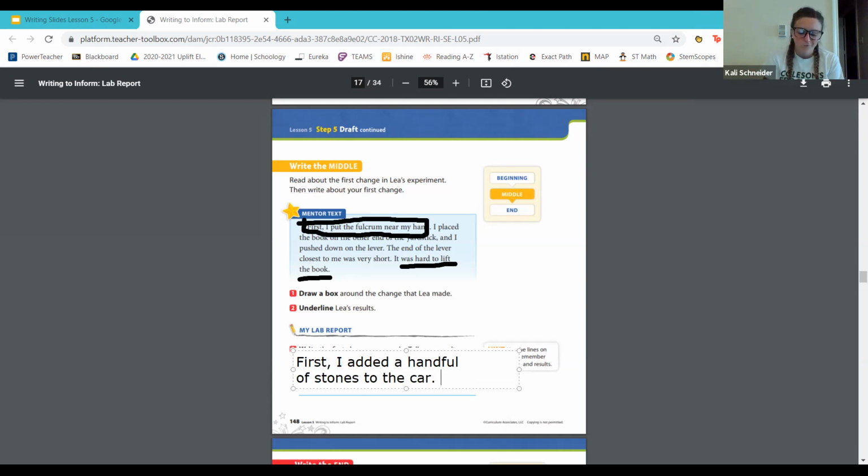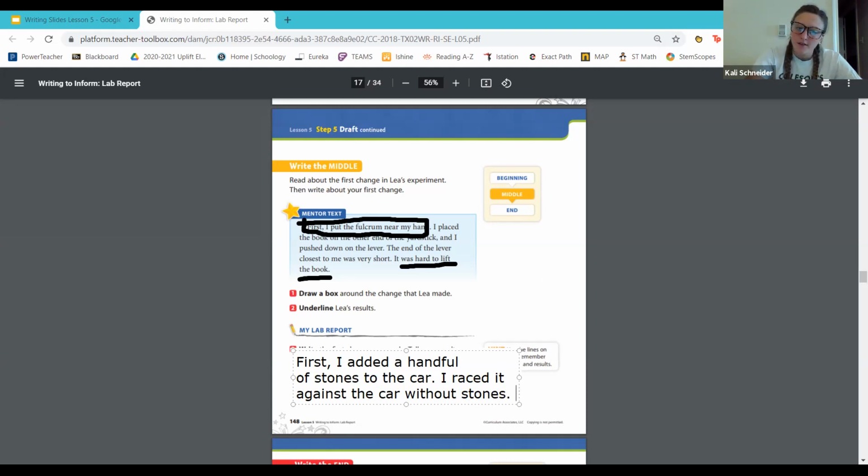What did we do? After we added the stones, we raced it again, right? We raced it against the car without stones in order to see the difference, right? I raced it against the car without stones. There we go.